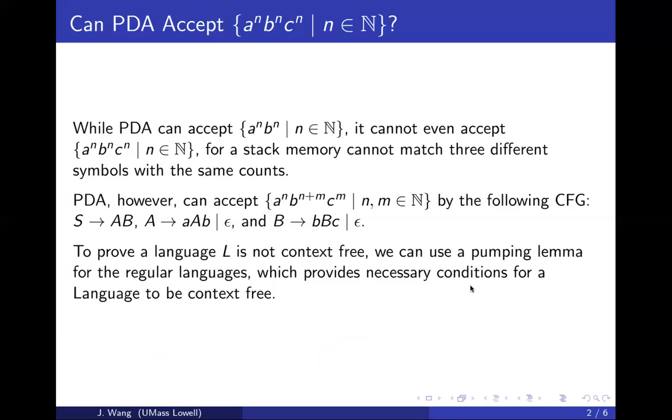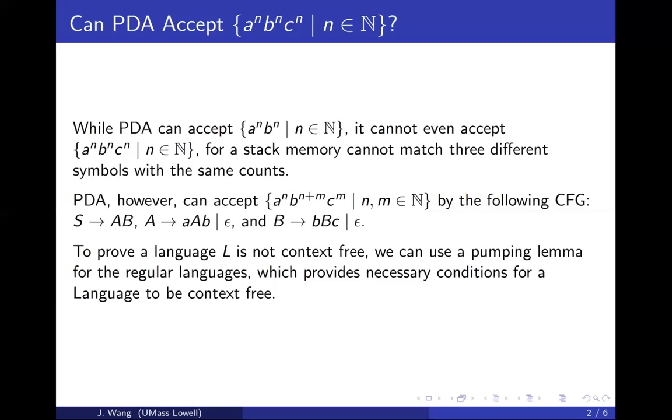So let's first look at this slide. We want to know whether this language, a to the n followed by b to the n followed by c to the n for any integer n, is accepted by a PDA. In other words, we want to know whether this language is context-free. We know that a to the n followed by b to the n for any n is context-free.